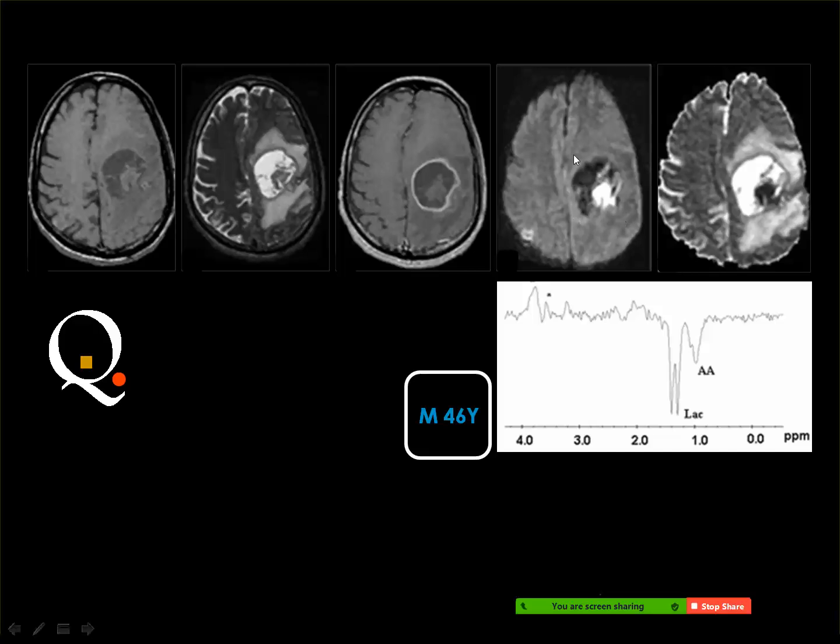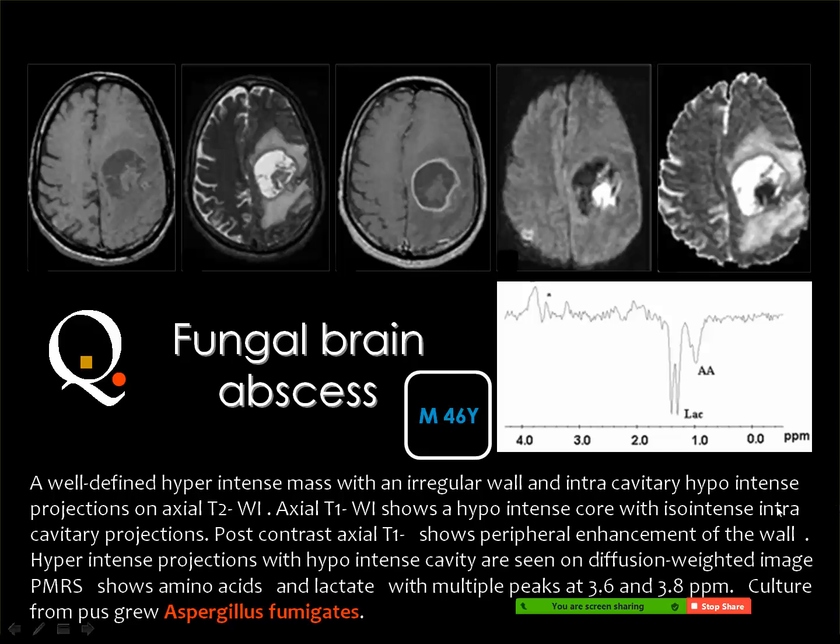The fungal abscesses do not show diffusion restriction, but the pyogenic abscesses show diffusion restriction. Of course, from the MR spectroscopy, you do not see any of the normal metabolites. You can see only the lactate and some amino acids and so on. Then you know that this is an inflammatory lesion, and because of the marginal enhancement, you say that this is an abscess. And if you go to the diffusion and you do not see diffusion restriction, then you think of a fungal abscess.